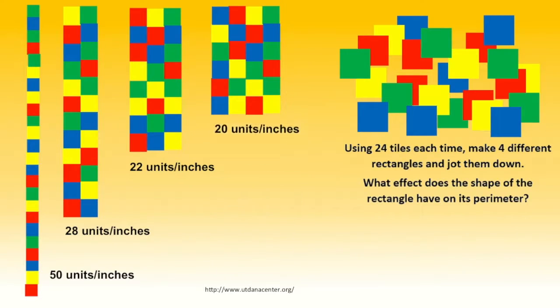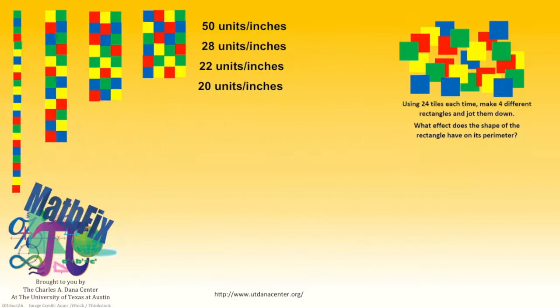To close out, let's go over the actual solution. The Math Fix is asking kids to consider the effect the shape has on the perimeter when the area is the same. To get there, kids make 4 rectangles of 24 square tiles so that the area is consistent. Then they calculate the perimeter. They may or may not have organized the perimeters and shapes in ascending or descending order, and if they have, it'd be greatly helpful for their noticing of the effect.